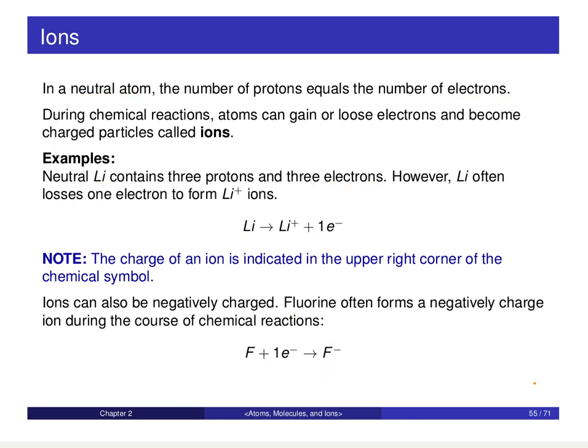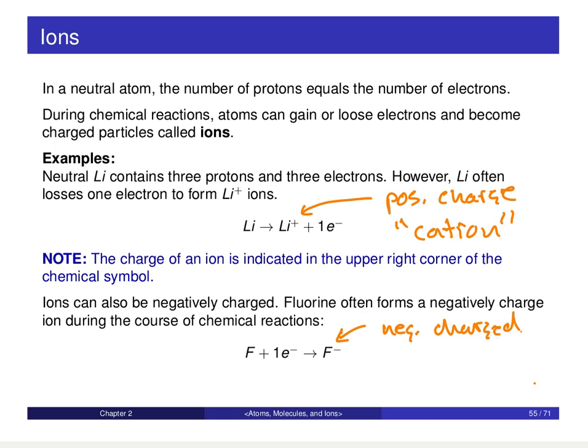Just a little bit to orient yourself with the terminology here. When we form a positively charged ion, so when we get a positive charge, we call the corresponding ion a cation. And when we form a negatively charged ion, we will refer to that as an anion. So anions and cations are both ions, but we put that little prefix on there to tell us whether it's a positively or negatively charged ion.